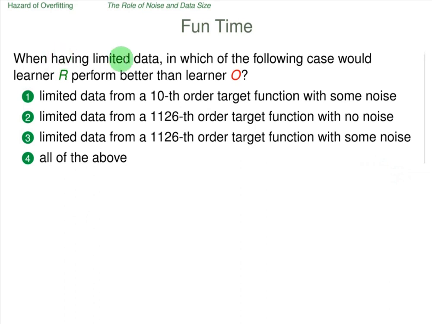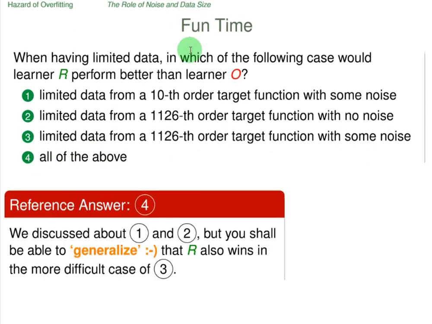When having limited data, in which of the following cases would the restricted learner perform better than the overfit one, when second order would perform better than 10th order? There are 4 cases: limited data with a 10th order target function with noise; limited data with a 50th order target function with no noise; limited data with a 50th order target function with some noise. The fourth option is all of the above. So the correct answer is all of the above. In all of the cases, the restricted hypothesis would perform better than the model with higher complexity.